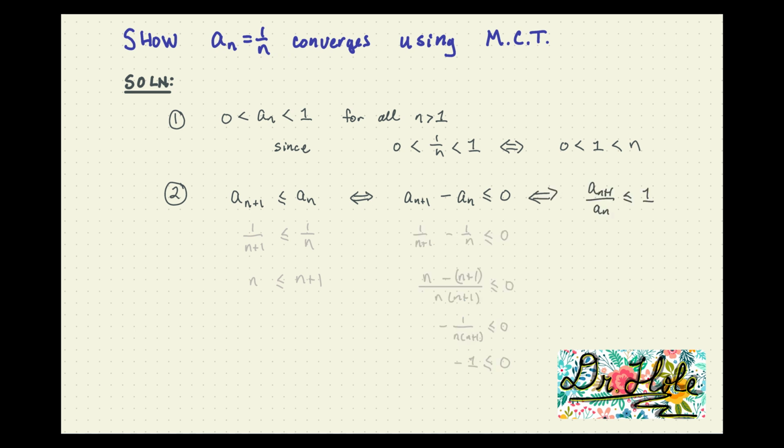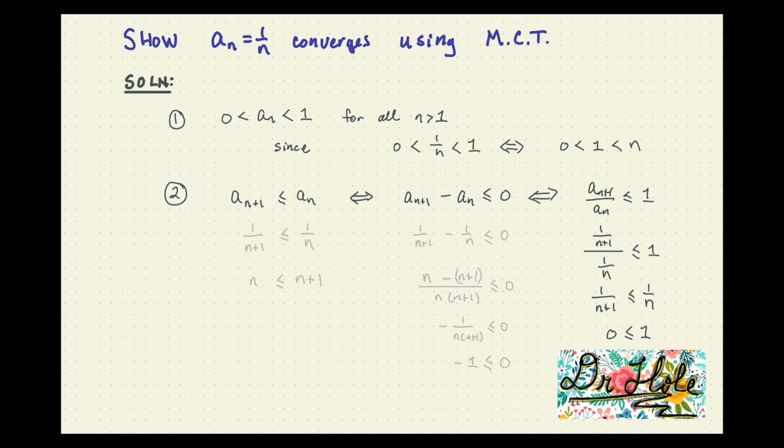Yet another way to show that a sequence is monotone is to consider the ratio. If the next term over the current term is less than 1, then the next term must be smaller than the current term. Plugging in and then manipulating, we're returning back to a previous computation. We can subtract n from both sides to come up with the statement that 0 must be less than 1. Pretty nice.